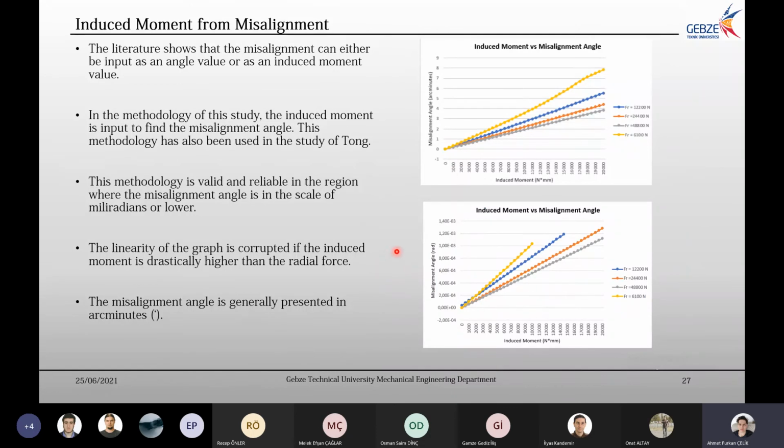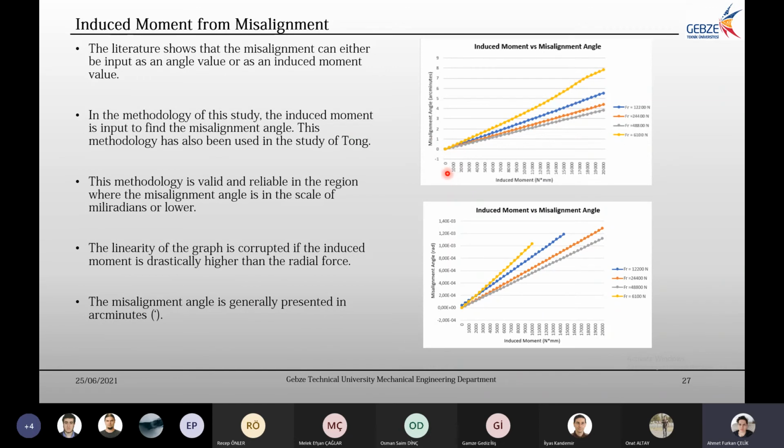So to create misalignment, I'm not inputting the misalignment angle, but I'm inputting the moment. So I'm inputting a moment to the code, and this moment induces actually a misalignment angle. So they have a relation with each other.